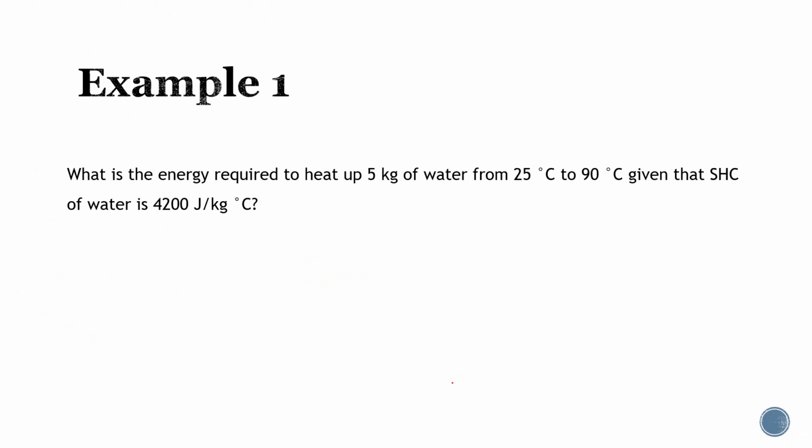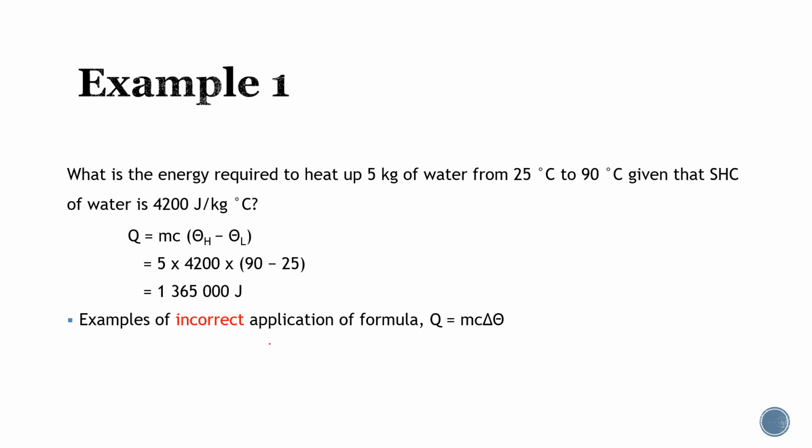An example: what is the energy required to heat up 5 kg of water from 25 degrees to 90 degrees, given that the specific capacity of water is 4,200? What you need to do is just apply the formula. We want to find the required energy, and you substitute in mass times specific capacity times the higher temperature 90 minus the lower temperature 25, and you get 1,365,000 joules.